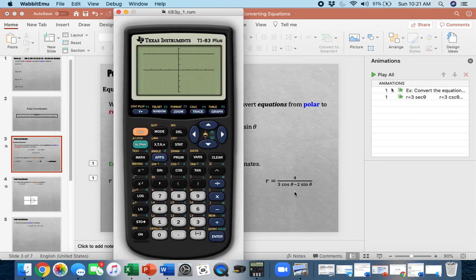Let's skip that one that we don't know what it looks like, and let's graph this one. y equals 4 divided by, let's put a parenthesis in there, and then insert a 3 cosine theta minus 2 sine theta, and graph that. Why does it do that weird, like, graphy thingy where it graphed the top half and the bottom half? Hit your window.